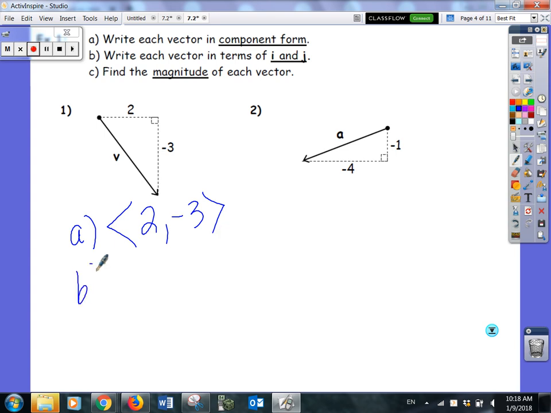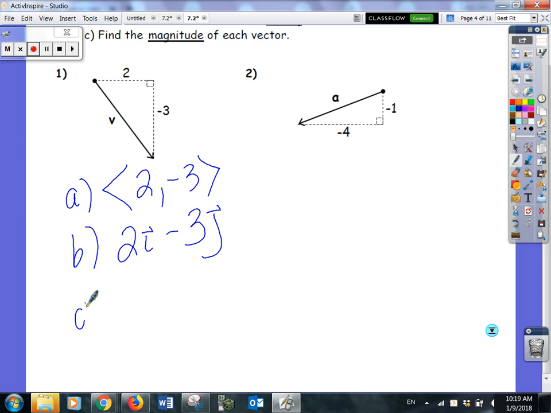And then letter B just says write in terms of i and j. Here's the A value, here's the B value, so we have 2i, and then just minus, we can say plus a negative. I don't like those double signs, so we're just going to say 3j. And don't forget your arrow or half arrow over the i and the j. It does not go over the 2 or the negative 3, it only goes over the i and the j, because it is a vector.